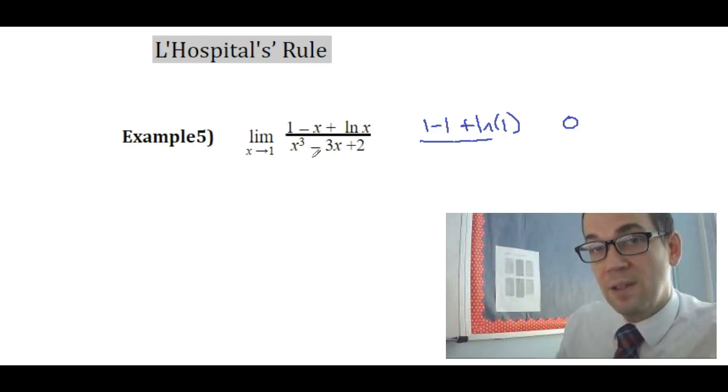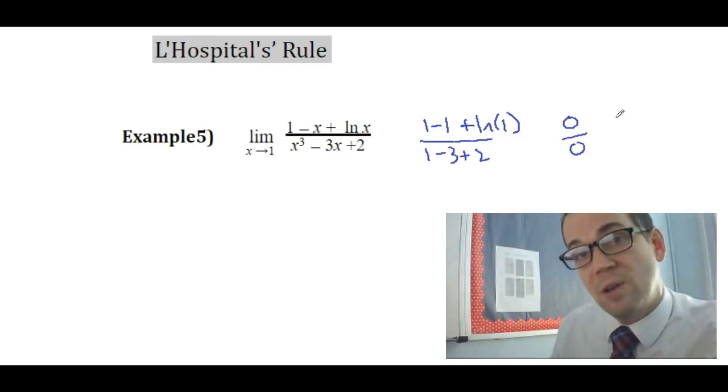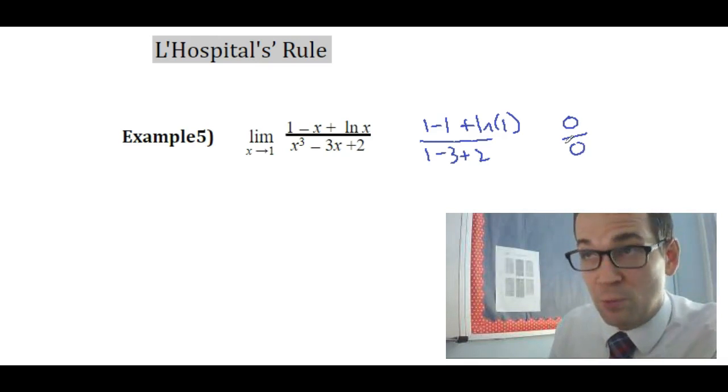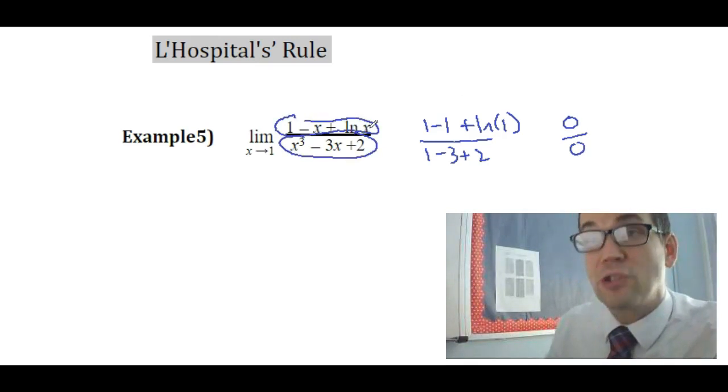When you plug 1 into the denominator, you get 1 minus 3 plus 2, which also equals 0. So we have a limit that's equal to 0 over 0. That's an indeterminate form. And I will use L'Hopital's rule. I'll take this guy's derivative and this guy's derivative separately, and I'll try again.